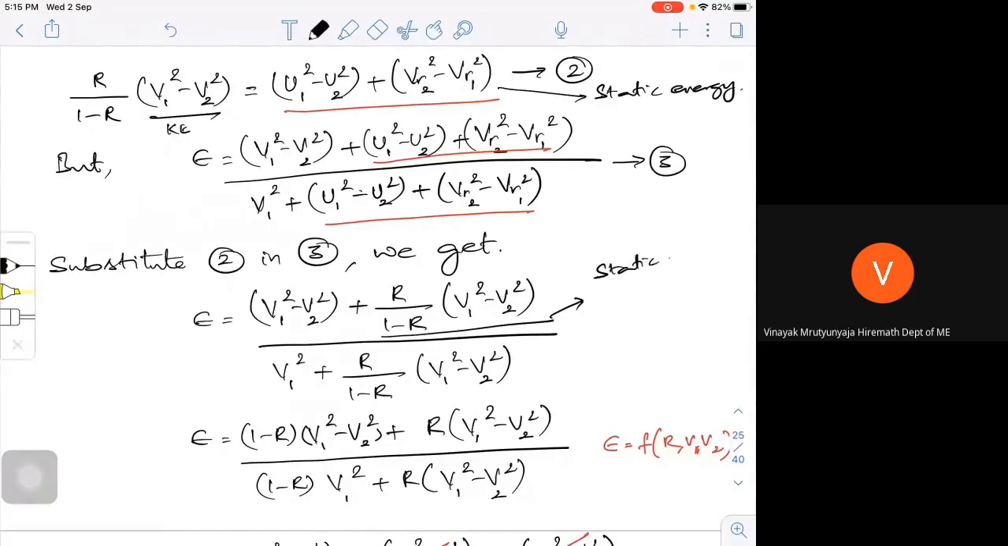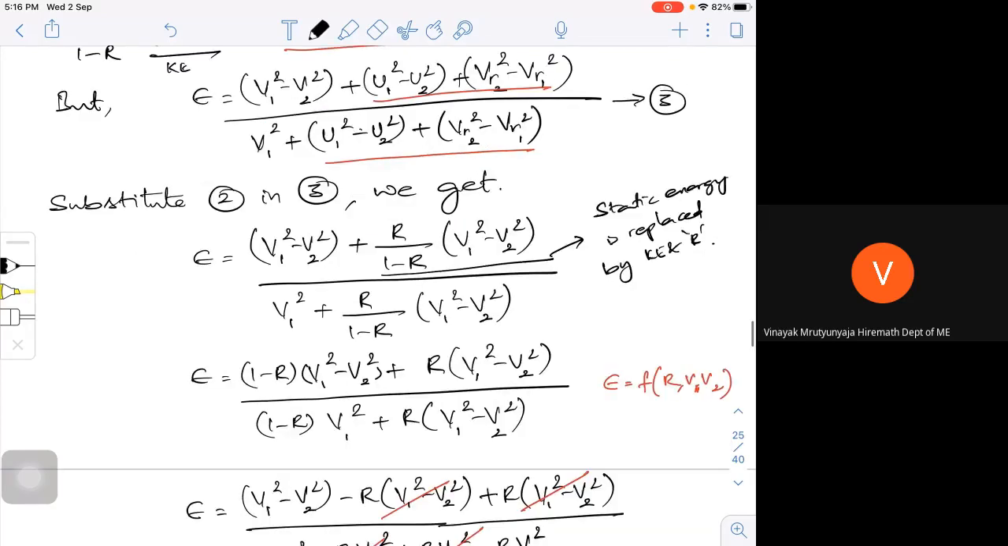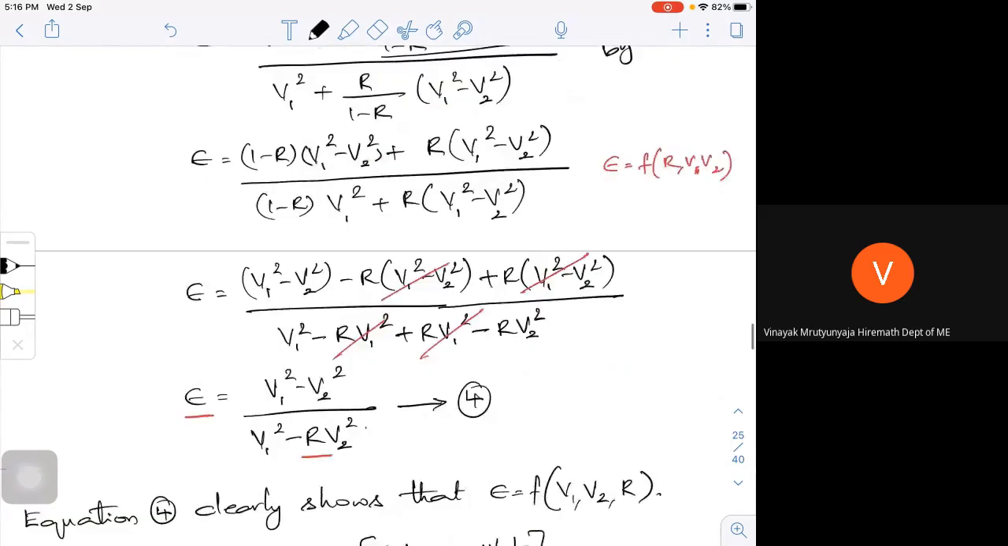The static energy is replaced by your kinetic energy and your degree of reaction. That's all. So, you do the same thing in your numerator and denominator and try to simplify. If I try to simplify, I am going to get the relationship between your epsilon and R. This is a thumb rule which you have to follow when you are doing the derivation.